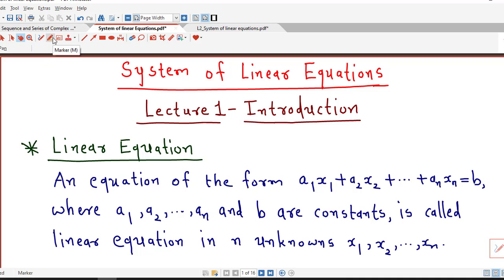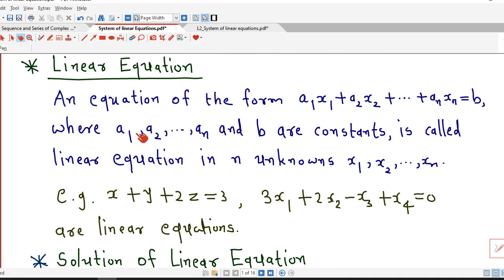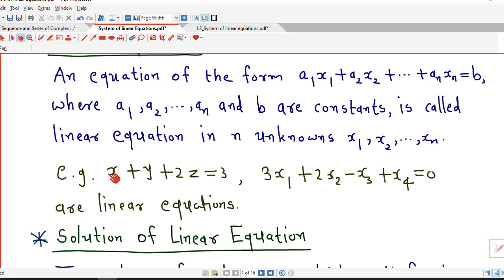You might have seen this type of equations. For example, if I take x plus y plus 2z equal to 3, then this is a linear equation in 3 variables x, y and z. We can see it is in this form. Similarly, 3x1 plus 2x2 minus x3 plus x4 equal to 0 is also linear because this equation is in this form. So any equation which can be written in this form is known as a linear equation.